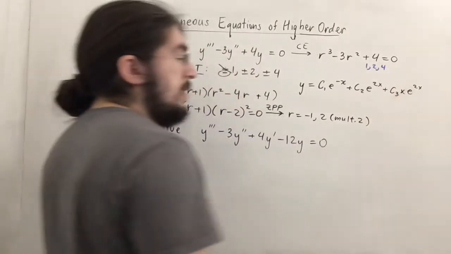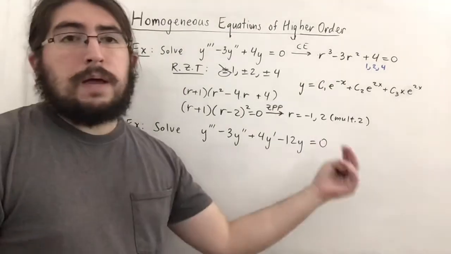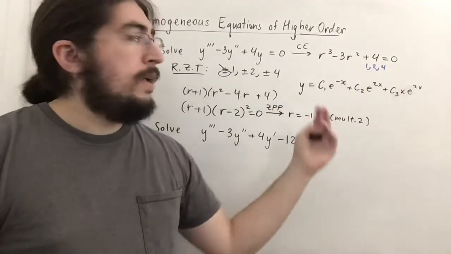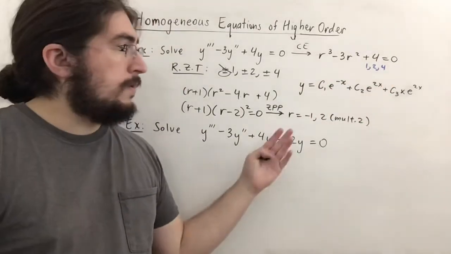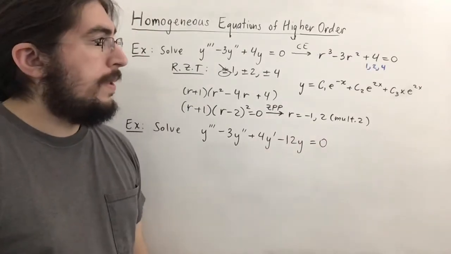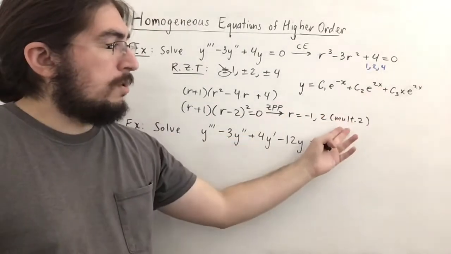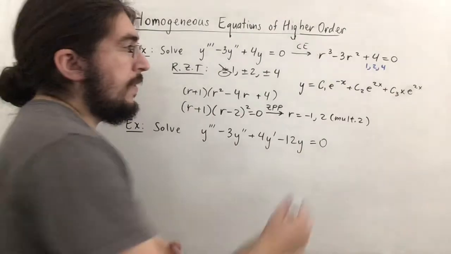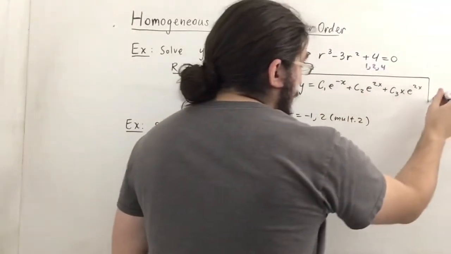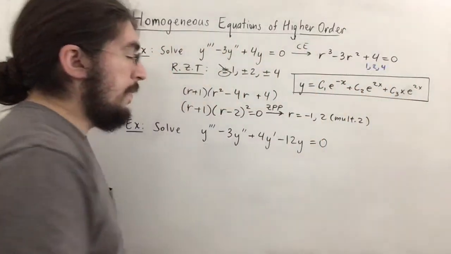And recall if the multiplicity was more than 2, you would multiply by an x squared, then an x to the third, for additional terms until you get up to 1 less than this multiplicity. But here we stop at 1 because the multiplicity is 2. So I hope that makes sense. Perfect. And that is the solution to this first example.